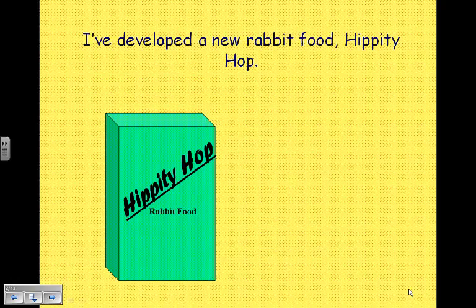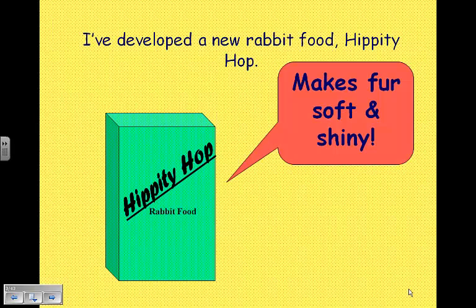So, I've developed a new rabbit food called Hippity Hop. Now, you may not realize that I love rabbits, and I have a rabbit at home, and I have developed this brand new rabbit food called Hippity Hop. I'm going to make a fortune. I'm going to stop teaching AP Stat. I'm going to go into the rabbit food business.